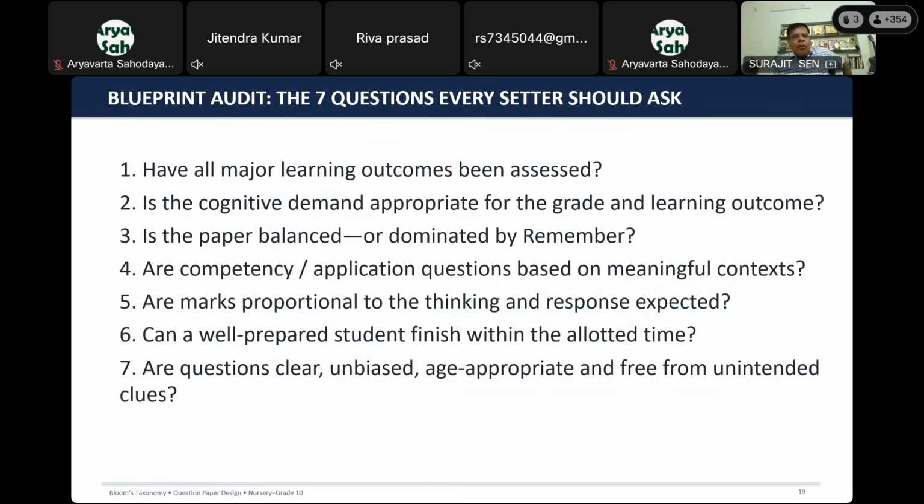Blueprint audit. The 7 questions, every question setter should keep in mind. Have all major learning outcomes been assessed? That is your learning outcomes. Is the cognitive demand appropriate for the grade learning? Right from the beginning, I'm telling you, always make a grade appropriate, brain appropriate, age appropriate, learning appropriate question paper. Is the paper balanced or dominated by remember? Only too many questions of remember is given. Are competence and application levels of meaningful context? Are marks proportional to the response?